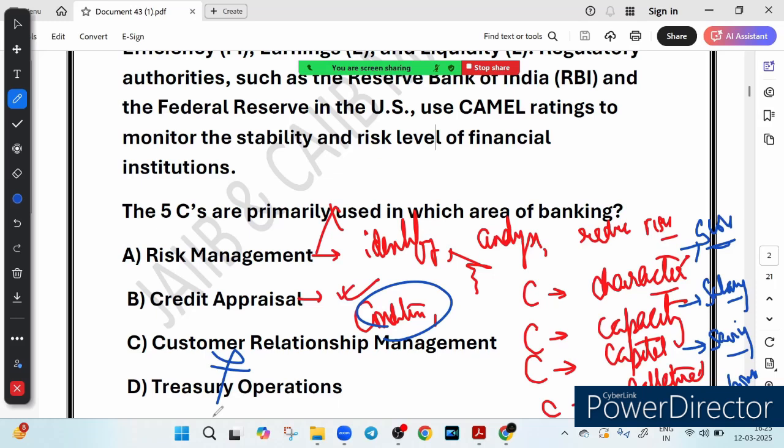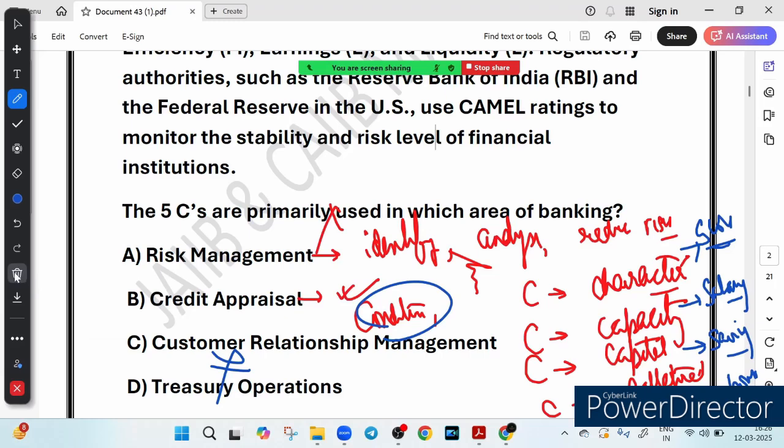Option D says treasury operation. This is wrong, because treasury operation in the bank manages cash flow, investment, foreign exchange and liquidity. Treasury operation handles how much cash a bank has for lending, but who gets the loan is decided through credit appraisal using the 5 C's. So what we learned from the discussion is that the 5 C's of credit are used in credit appraisal to assess loan eligibility. The 5 C's are character, capacity, capital, collateral and condition. It is not related to risk management, customer relationship management or treasury operation. I hope this makes sense to you.